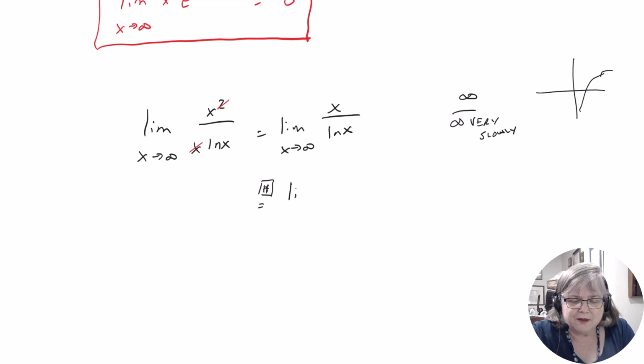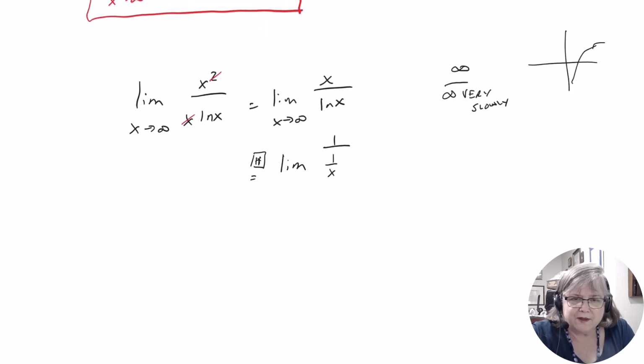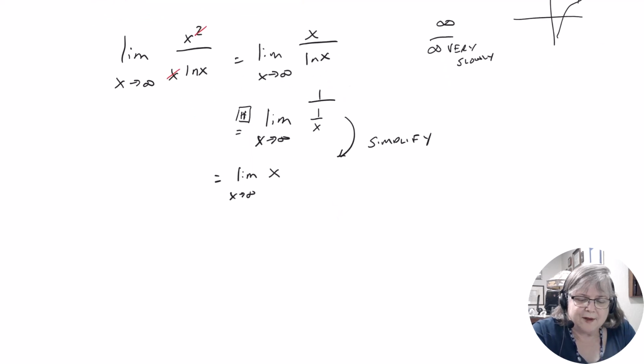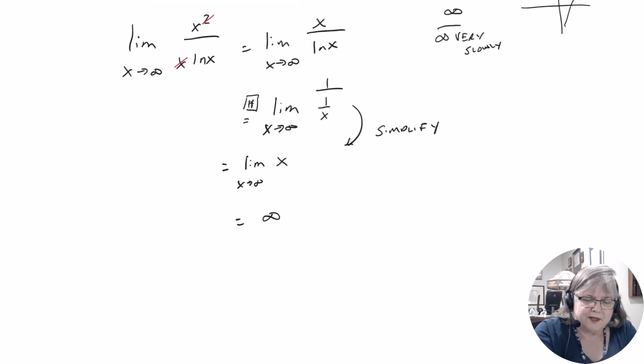So the limit of x, its derivative is 1. The derivative of the natural log of x is 1 over x. So 1 divided by 1 over x is x. This is not L'Hopital's rule. This is just a simplification. Need to tidy up just a little bit. And so as x goes off to infinity, so does it.